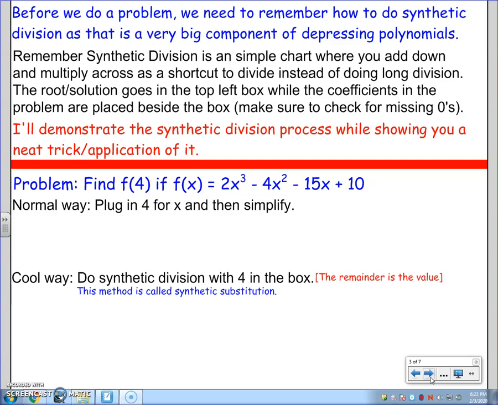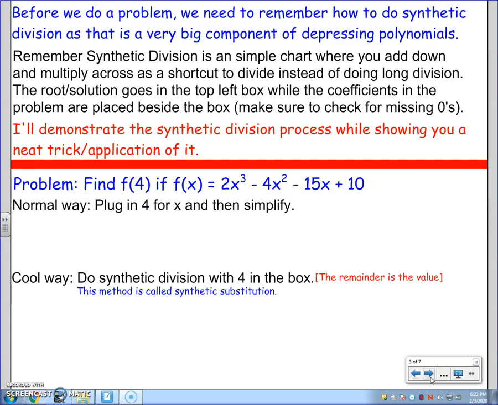Before we do the problem, we need to remember how to do synthetic division, because that's very, very important in depressing polynomials. Remember, synthetic division is a simple chart where you add down, multiply across as a shortcut to divide instead of doing long division. The root or solution goes in the top left box, while the coefficients of the problem are placed beside the box, and make sure you check for any missing zeros as placeholders. I'll demonstrate that synthetic division process while showing you a neat trick or application of it.